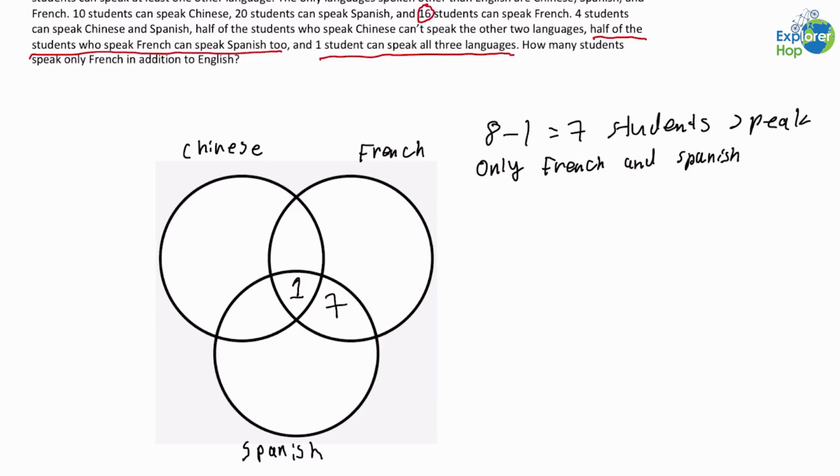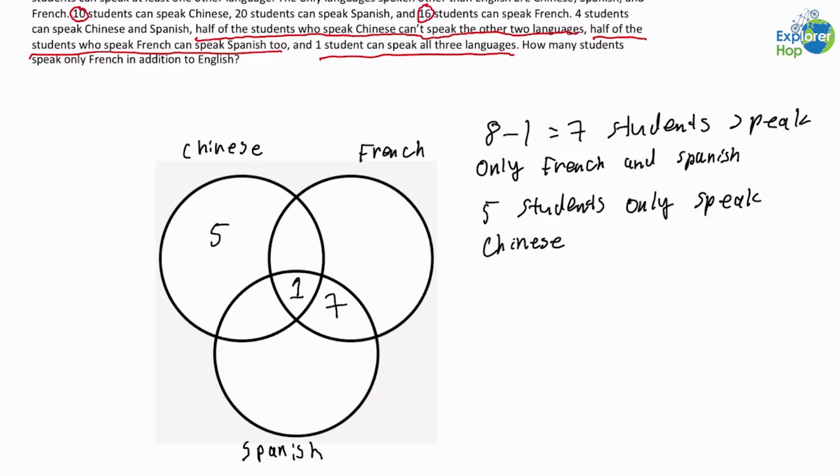So for the next statement, we're told that half of the students who speak Chinese can't speak the other two languages. So since there are 10 students who can speak Chinese, then this means that 5 students can only speak Chinese in addition to English. So 5 students only speak Chinese in addition to English. So we will write 5 over here.